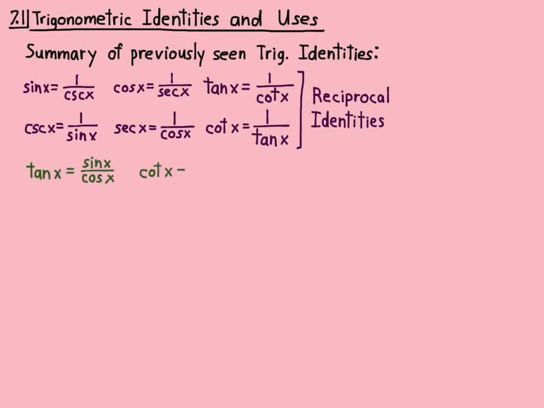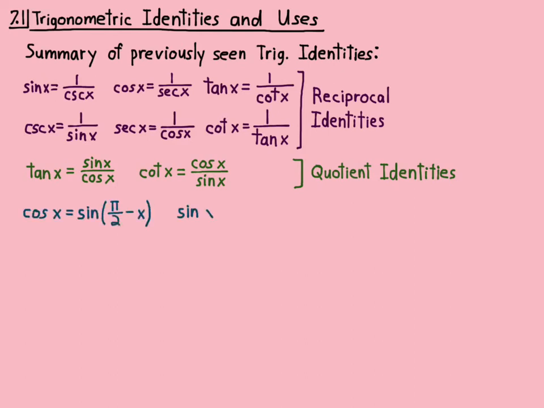Okay, and then there's tangent x equals sine x over cosine x. Cotangent x equals cosine x over sine x. These are really useful. These are the quotient identities. Okay, and they're just for tangent and cotangent.